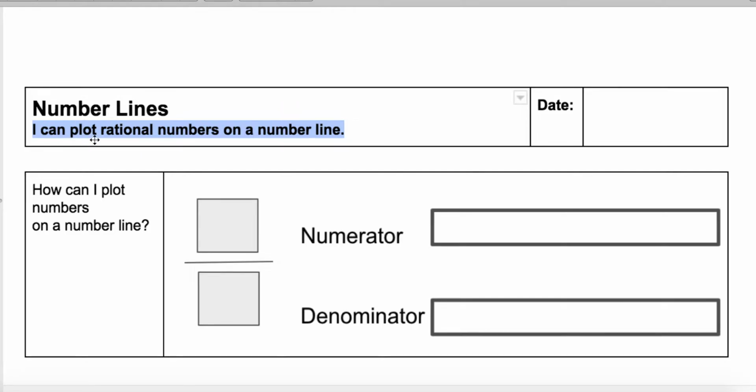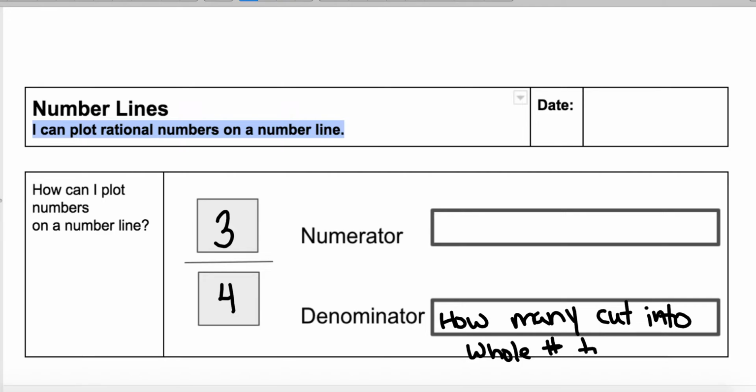So it looks like this and says I can plot rational numbers on a number line. So how can I plot numbers on a number line? Well, first we need to look at what these mean. Our numerator, our top number, let's say 3, and our bottom number's denominator is 4. The denominator is the first part we look at on a number line. It's how many the number line is cut into from whole number to whole number.